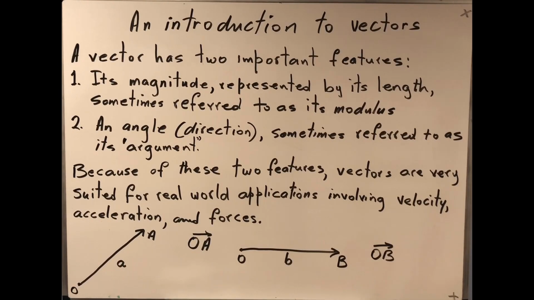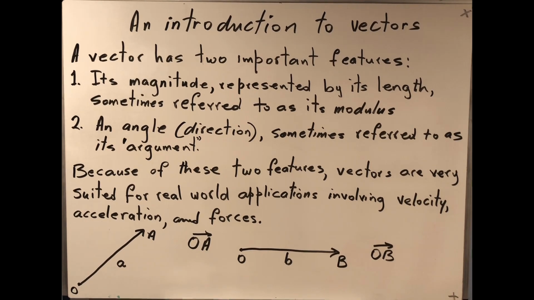This is an introduction to vectors. A vector has two important features. One, its magnitude, represented by its length, sometimes referred to as its modulus. Two, an angle, which gives it its direction, sometimes referred to as its argument. Because of these two features, vectors are very suited for real-world applications involving velocity, acceleration, and forces.